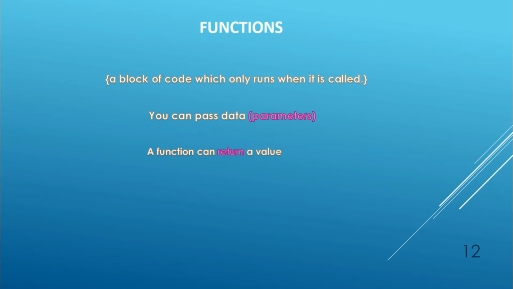A function can return a value. Returning a value means passing a value to the place where a function is called. Or in other words, when you return a value in a function, in fact you pass a value, after calling the function, to that place where the function is called.